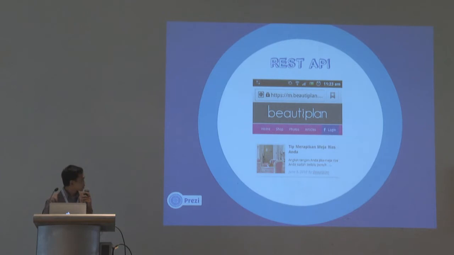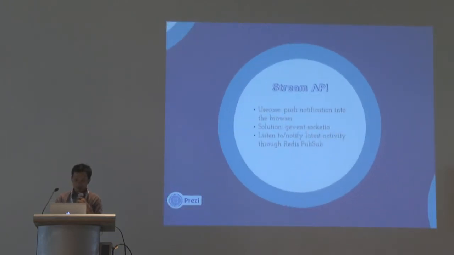This is our early consumer, our internal mobile web apps. So the next one is Stream API. At that time, our use case was how to build a real-time notification system. We have to push notifications into the web browser. So the solution was gevent socket.io. And we used Redis PubSub to listen to and notify the latest activity.